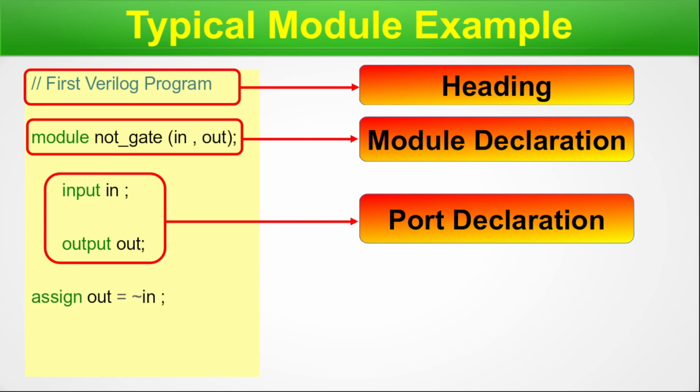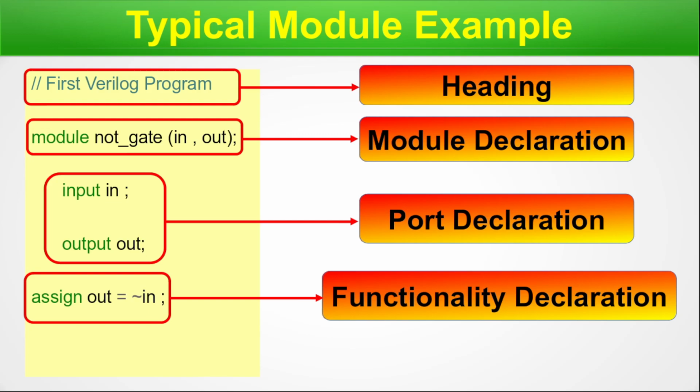Assign is also a reserved keyword and it is used for any assignment. That means here the output is the inverse of the input. So this is an assignment, and this block is called the functionality declaration. Here we have defined a single assignment, and in other cases we have multiple such assignments for the functionality declaration. Next, we have the endmodule.